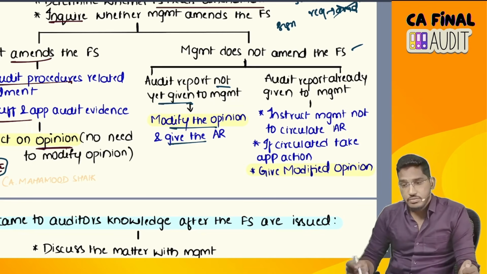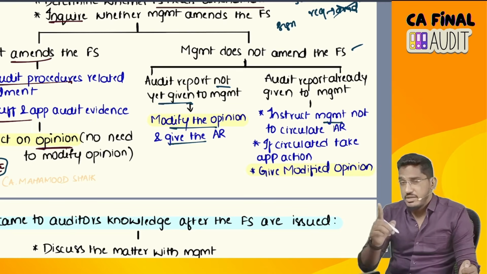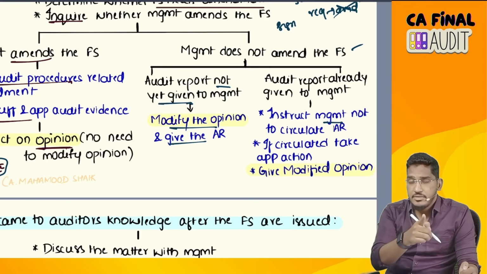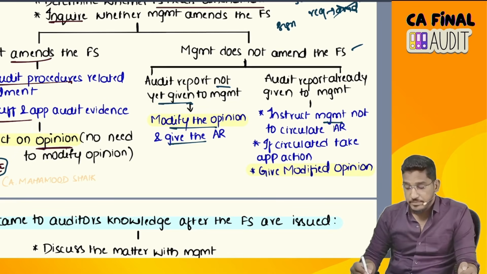So now what should you do? First you have to go and instruct the management not to circulate the audit report. Go to the management and say, sir, whatever audit report I have given to you, don't circulate it. Why? Because you did not amend the financial statements. Now I have to amend my audit report. I will give a modified opinion, give you a new audit report, then only circulate. Please don't circulate the audit report. Go and instruct the management.